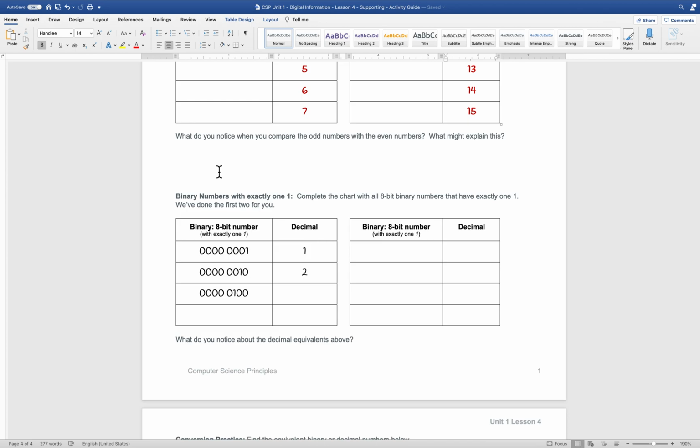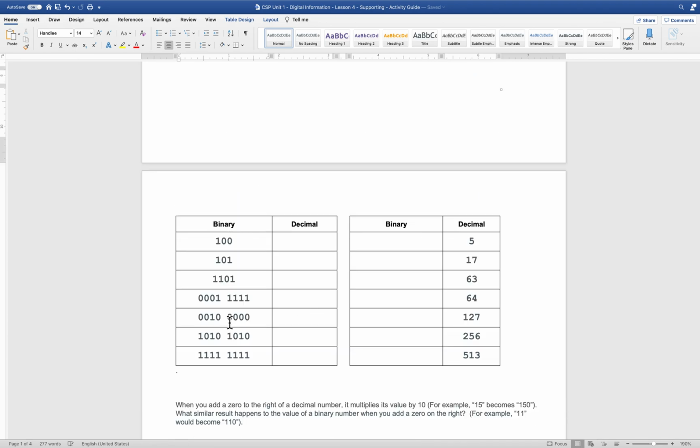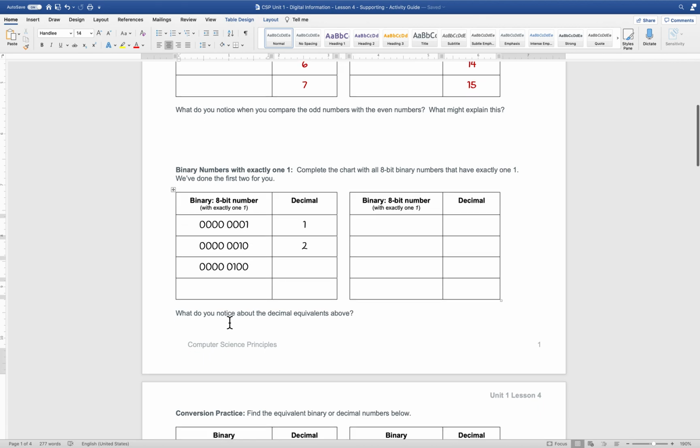So binary numbers with exactly 1. Complete the chart with all 8-bit binary numbers that have exactly 1. So we've done the first 2 for you. So the next one here is going to be 0, 0, 0, 0, 1, 0, 0, 0.